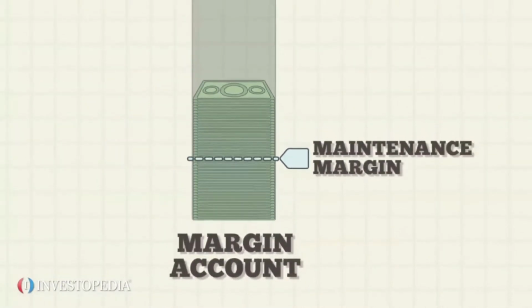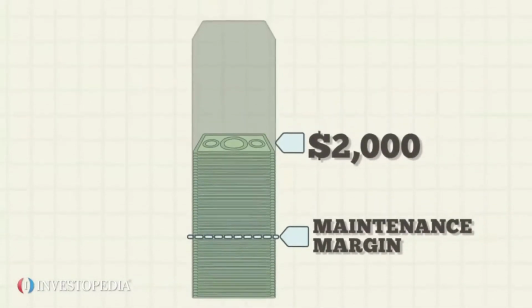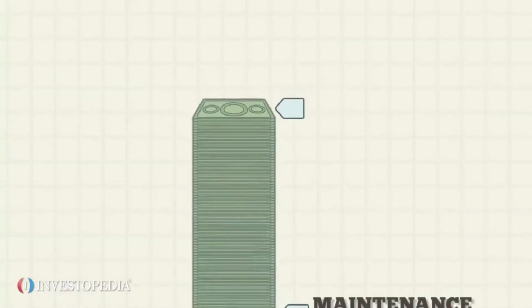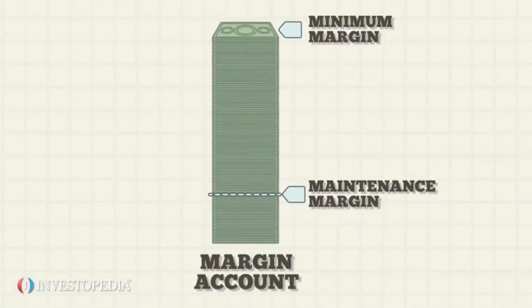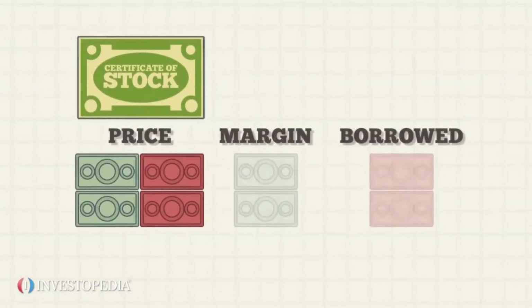An initial investment of at least $2,000 is required for a margin account, though some brokerages require more. This initial deposit is known as the minimum margin. Once the account is opened and operational, you can borrow up to 50% of the purchase price of a stock.